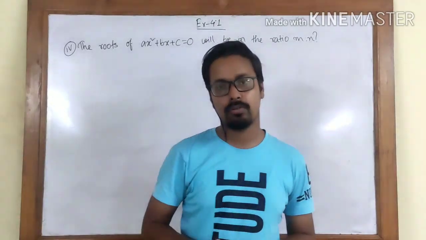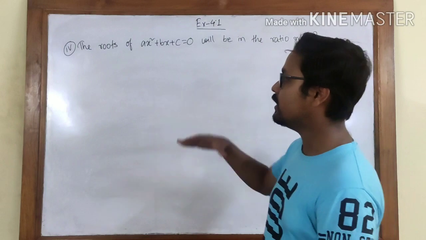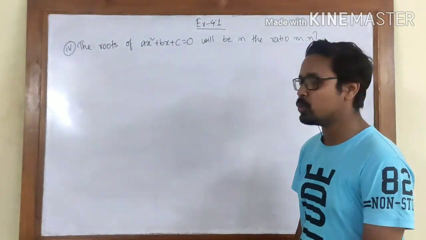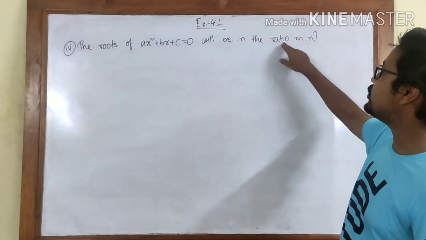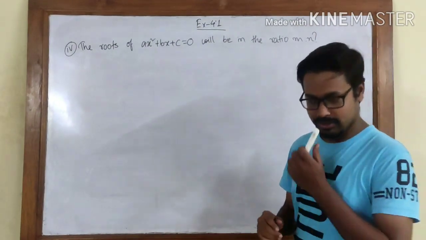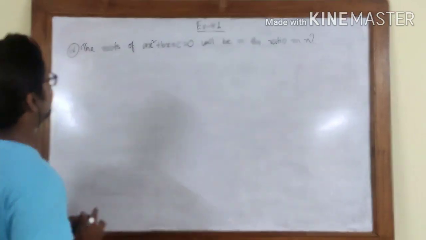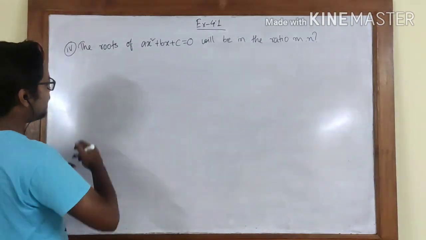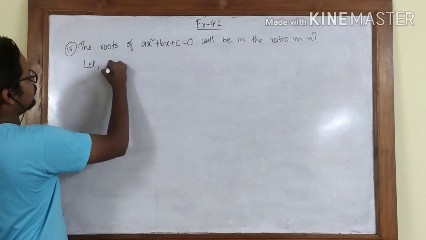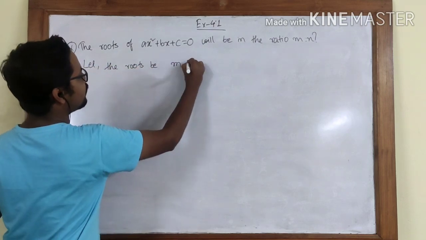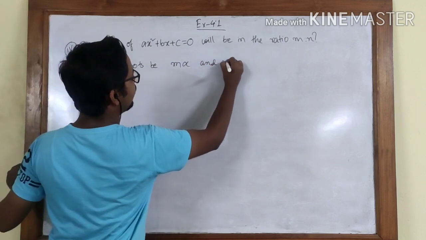Moving on to question number 4, what it asks is, under what condition the roots of ax square plus bx plus c equal to 0 will be in the ratio m is to n. So the ratio of the roots is m is to n. What to do in this case? We will assume the roots. Let the roots be m alpha and n alpha.